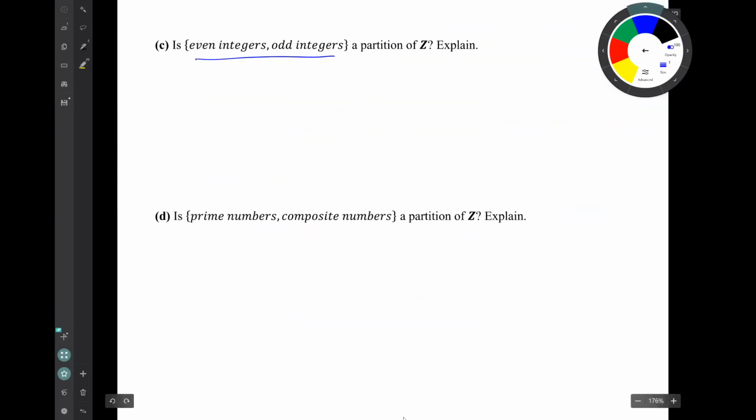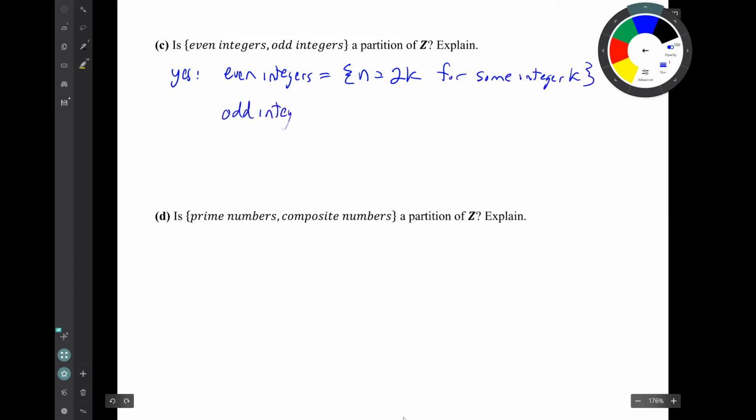Is this a partition of the integers, even integers and odd integers? Well, yes. The reason is, when you write down the definition of even integers and the definition of odd integers, you realize that those two sets are disjoint, and their union is the set of all integers.